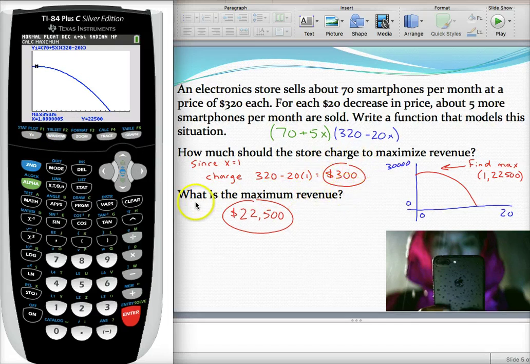And then the second question was, what is your max revenue? Well, that's the output, that's the Y value. So that's just the number as is right here from the calculator. My maximum revenue is $22,500.